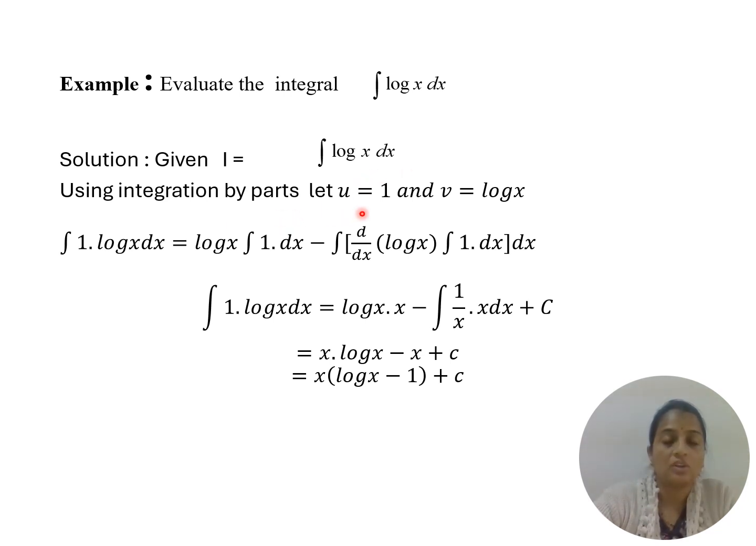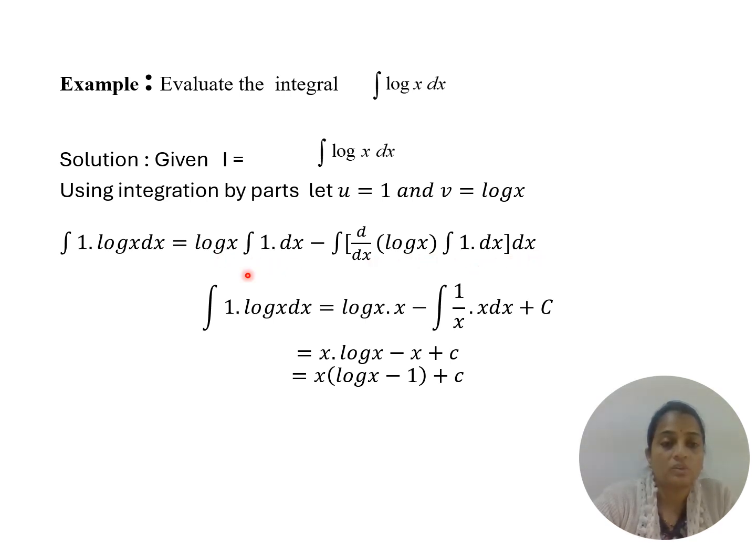integration by parts, the only function is log x, and log x is only one function given, so we choose 1 as another function, because 1 multiplied by log x is log x. So here we choose u equal to 1 and v equal to log x, and put these values of u and v in the formula of integration u dot v. So first function, that means u is constant, so v log x, integration 1 dx, minus integration d by dx log x, integration 1 dx, whole dx.